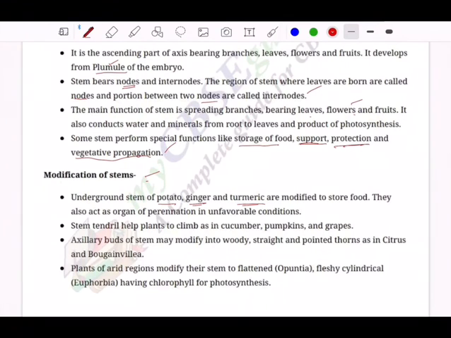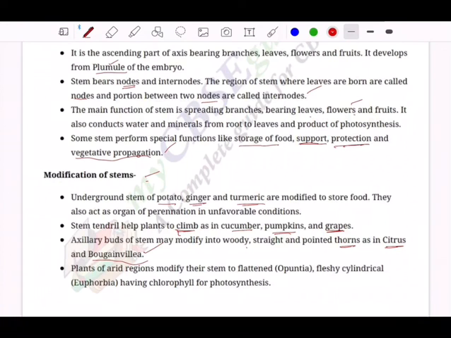So they can survive. Stem tendrils, you must have seen spring-like structures coming out of the stem. This helps the plant to climb. Like you must have seen in cucumber, pumpkin, gumbadkai and grapes, draksha. Famous, Bijapur is famous for this, no? You must have seen stem tendrils, spring-like structures coming out of it. Axillary buds of stem may modify into woody, straight and pointed thorns, as in citrus and bougainvillea. Okay, in this you must have seen axillary buds which are modified into thorns, mullu.